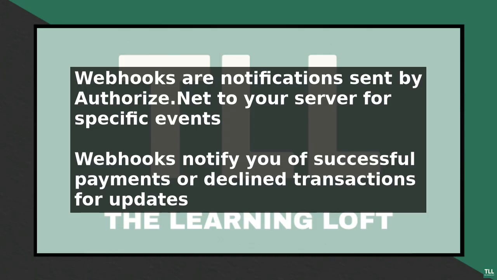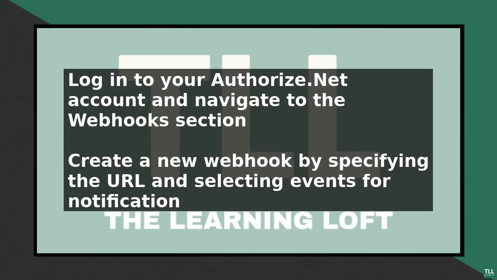First, log into your Authorize.net account and navigate to the Webhooks section. Here, you can create a new webhook by specifying the URL that will receive the notifications and selecting the events you want to be notified about.